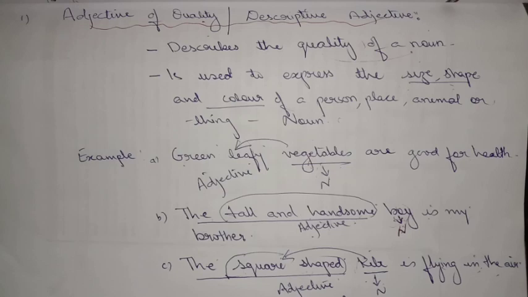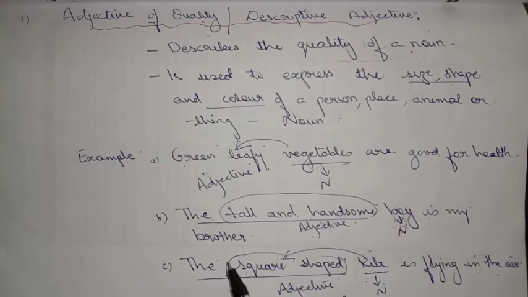For example, if you say the boy was bright, so you are describing this boy. This is your auxiliary verb. So I said this word adjective can be placed after the auxiliary verb also, right? Is it clear? So if you say the tall and handsome boy is my brother, so what kind of boy is your brother? Tall and handsome. So all these words describe a noun. They tell the quality of a noun.